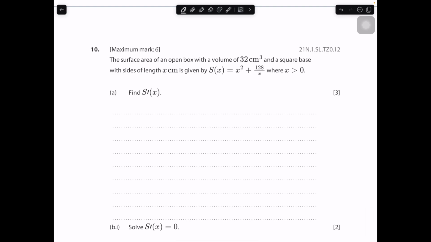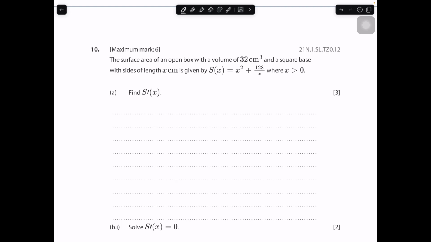Number 10. The surface area of an open box with a volume of 32 centimeters cubed and a square base with side lengths x centimeters is given by s of x is equal to x squared plus 128 over x, where x is greater than 0. Find s prime of x. Okay.